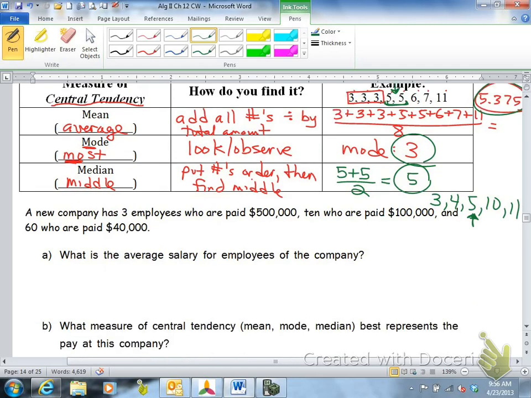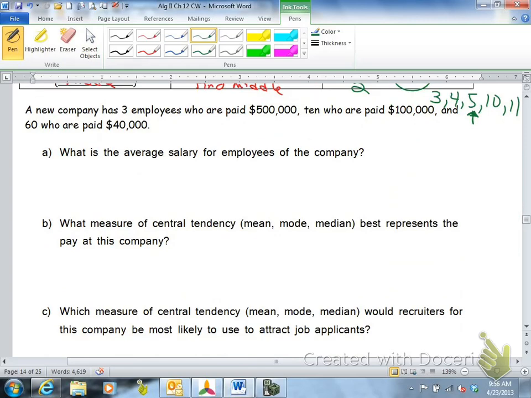Now here's a question. A new company has 3 employees who are paid $500,000, 10 who are paid $100,000, and 60 who are paid $40,000. What's the average salary?